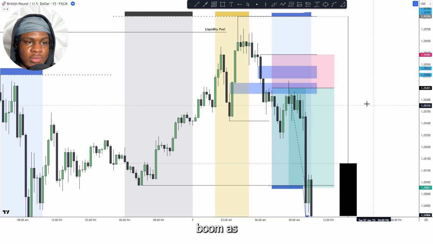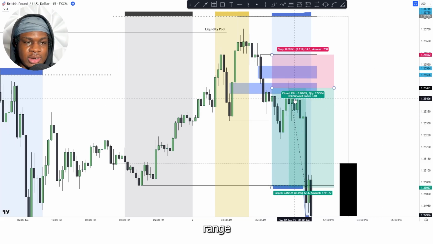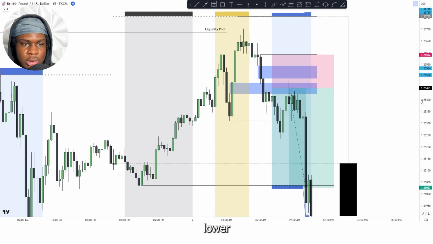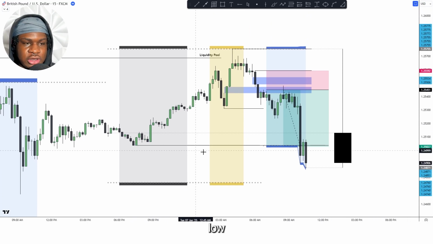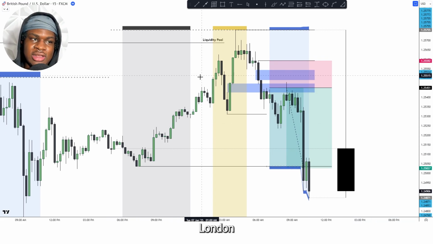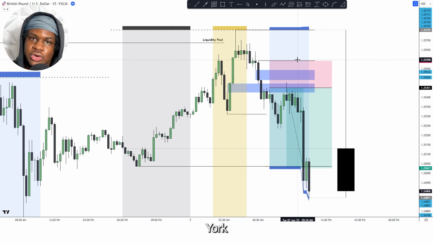And then boom, as soon as price came into this balanced price range, we started consolidating a little bit, and then it looked like we had that 10 a.m. news. Price immediately dropped lower into that Asia session low for that overall power of 3, that Asia accumulation, London manipulation, and New York distribution.